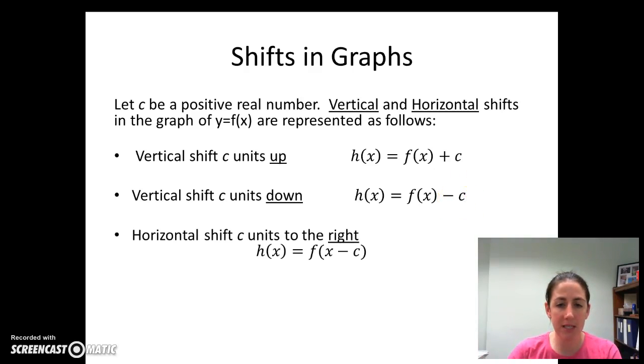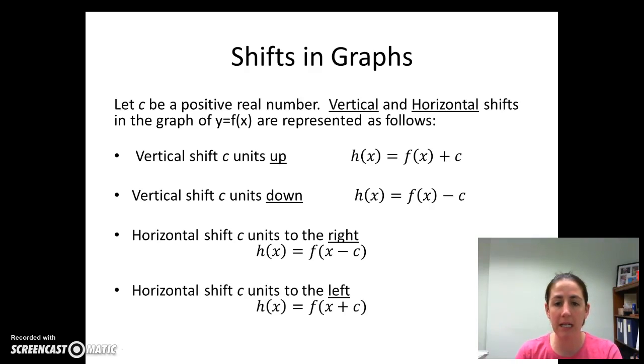Whereas your horizontal is inside the function. Now if you want to move to the right, then you subtract c. And I know what you're thinking. You would think that adding would go right, since to the right on the x-axis is positive, but it's the opposite. Horizontal inside the function is the opposite. So subtracting c, you actually go right, and adding c, you actually go left.